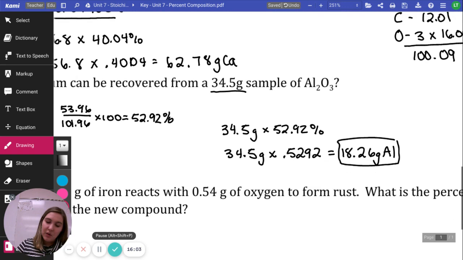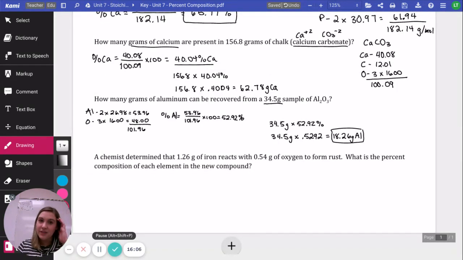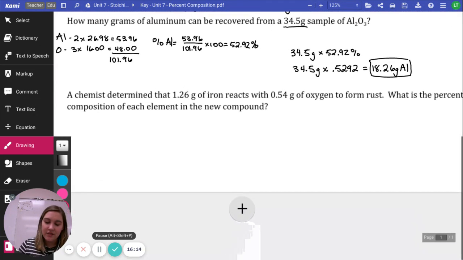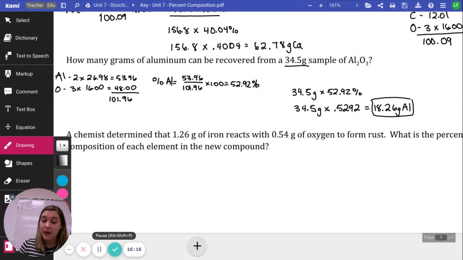All right, we have one more problem to work through now, and then we're done. All right, so this one is slightly different. So this one says, a chemist determined that 1.26 grams of iron reacts with 0.54 grams of oxygen to form rust. What is the percentage composition of each element in the new compound?